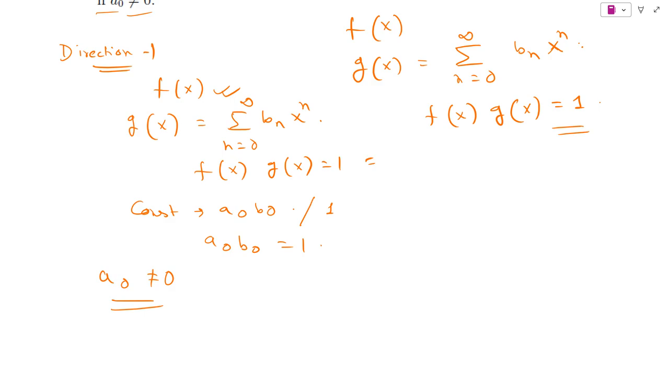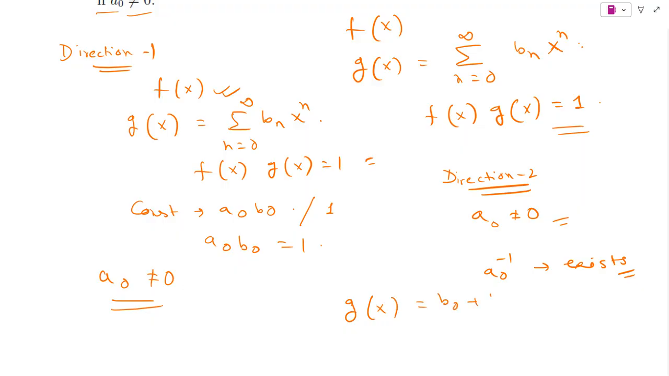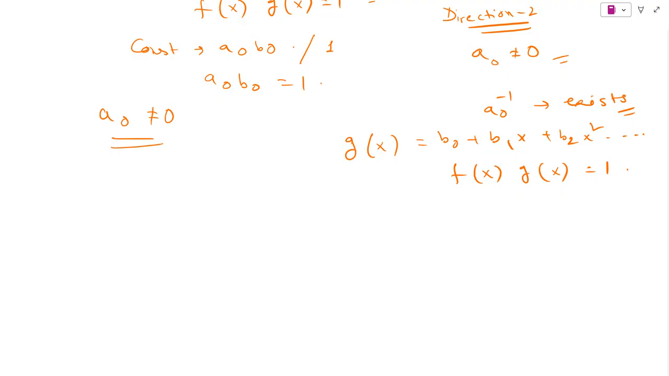Okay? Now the direction 2. Suppose a0 is not equal to 0. Since K is a field, a0 inverse exists. We now construct the inverse coefficient by coefficient. So let g(x) be b0 plus b1 x plus b2 x squared and so on, and f(x)g(x) is equal to 1. So compare the constant terms. We get a0 b0 equal to 1. So b0 is 1 by a0, right?